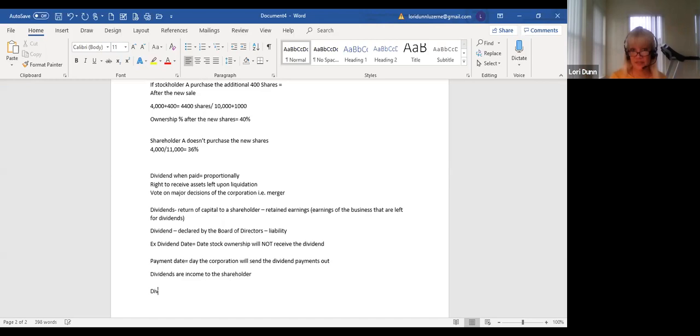Dividends are not a tax-deductible expense to the corporation. And that's the other key thing you need to keep in mind. Just to give you some characteristics of how they affect the corporation: they're not an expense. They can't deduct them on their tax return and pay less taxes. They are a taxable item to the shareholder. They have to put them on their tax return as income. Okay, and the dates. Any questions?